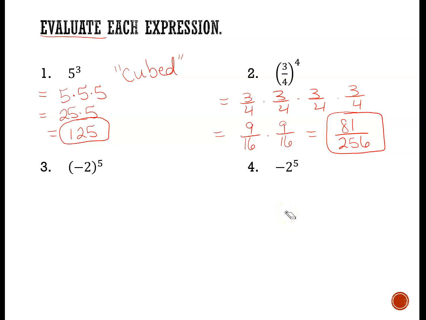Okay, number 3. Our base here is -2. It's inside the parentheses. So when we expand it, it's the -2, that whole thing that gets repeated 5 times.